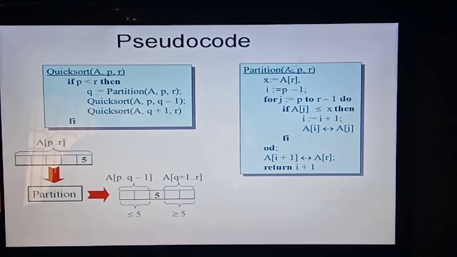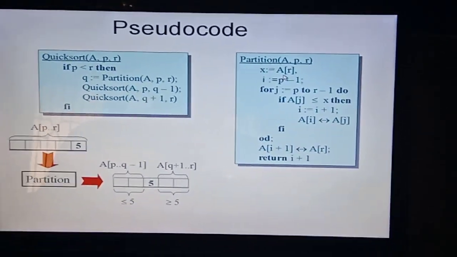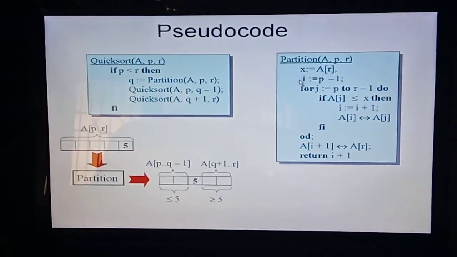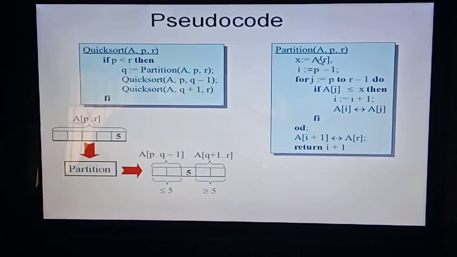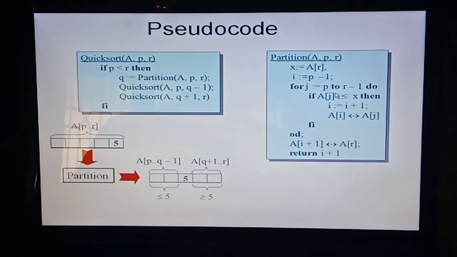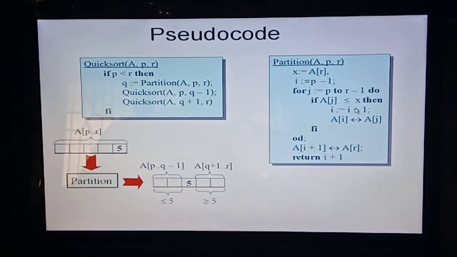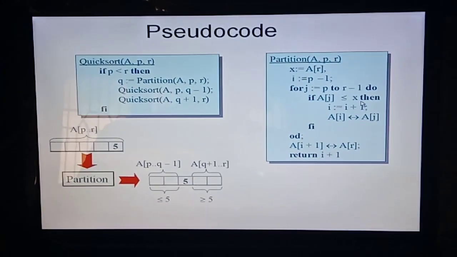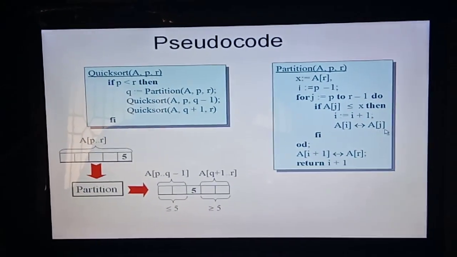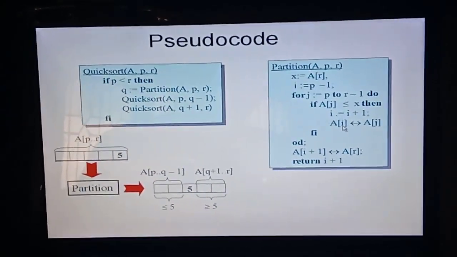So in partition, X equal to A of R, that is nothing but the pivot. I equal to P minus 1, this is lower, this is higher. For J equal to P to R minus 1, if A of J is less than X, then increment I, and A of J is transferred to A of I.